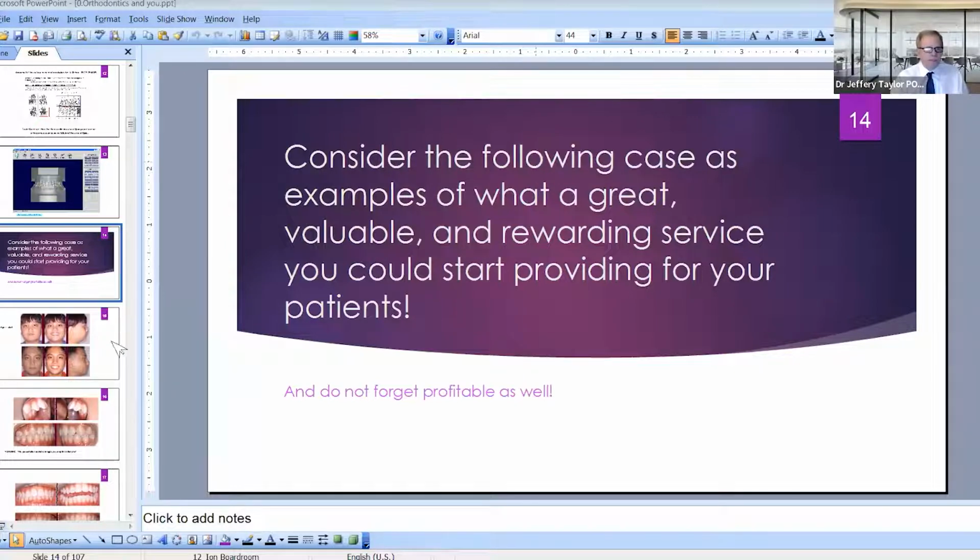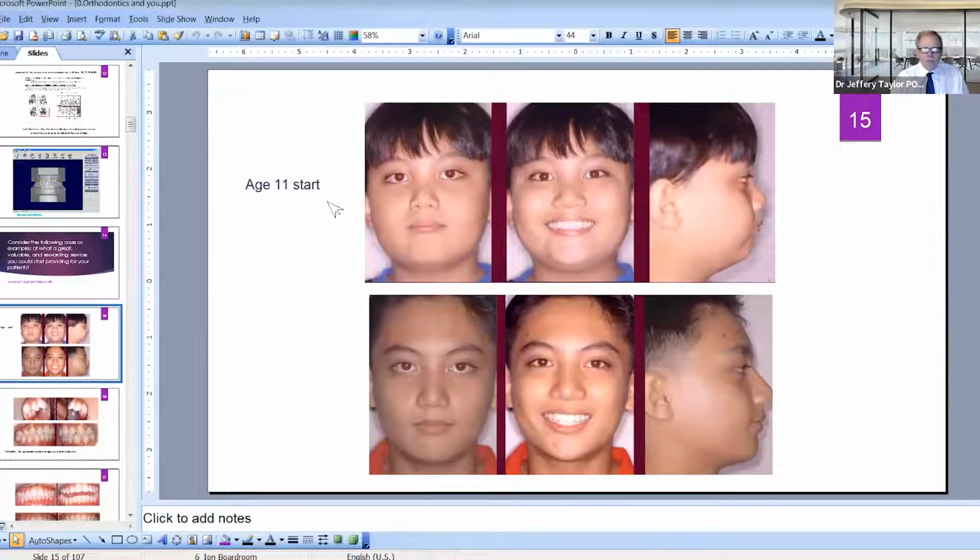So let's look at a bunch of little cases just to see what could be done in your practice. And so here's a young man who's years old at the start, and you can see he has a lip incompetency right here with a deep sublabial fold. He's got strain to close. He's got a huge overjet. You're going to see that here in just a minute.